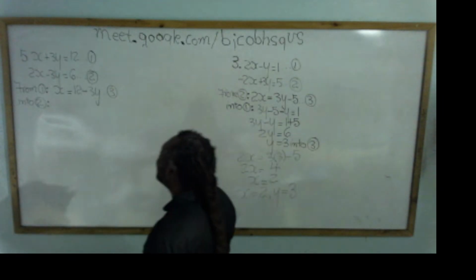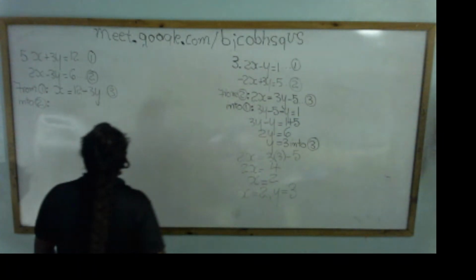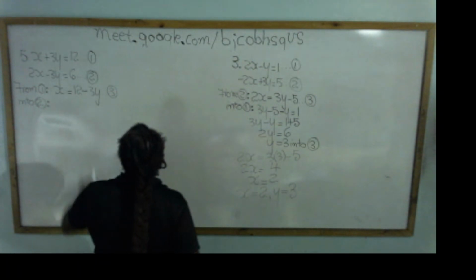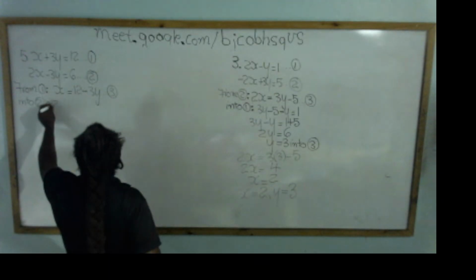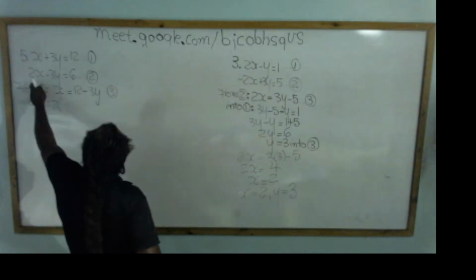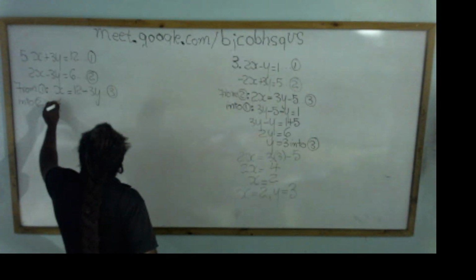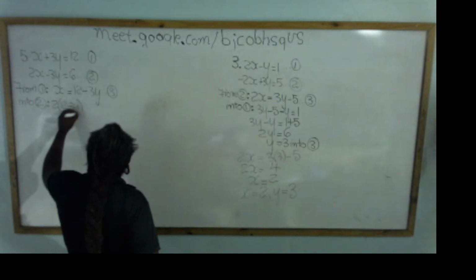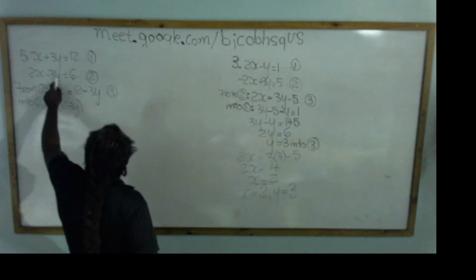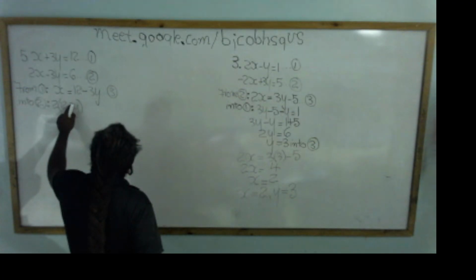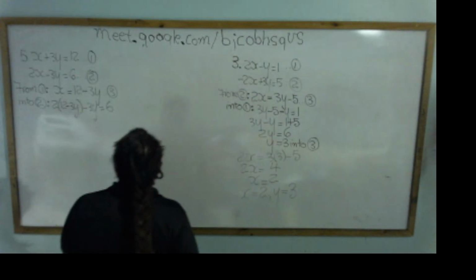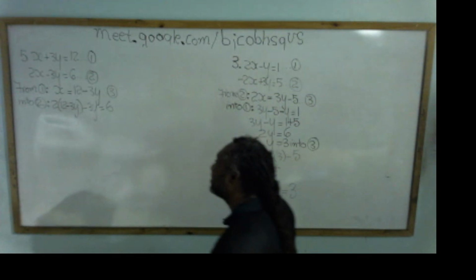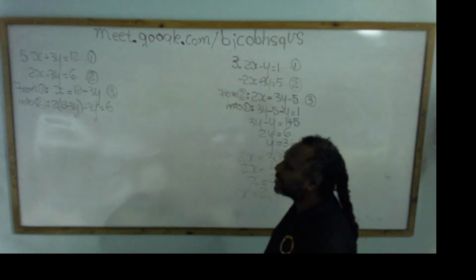When we put that into equation 2, what do we get? Where we see x, we put 12 minus 3y. So 2 times x, where x is 12 minus 3y, minus 3y, and that's equal to 6. That's a lot of subtraction. I guess it is going to work out just fine.